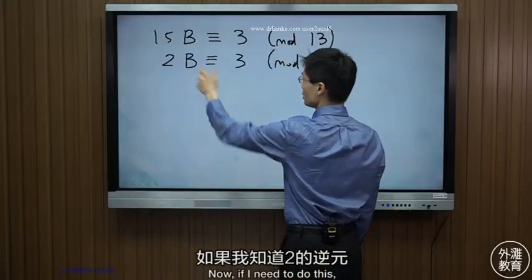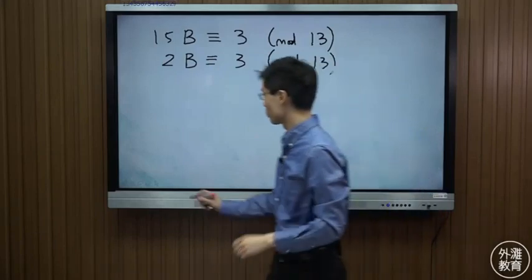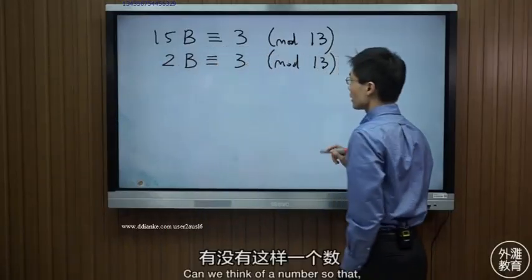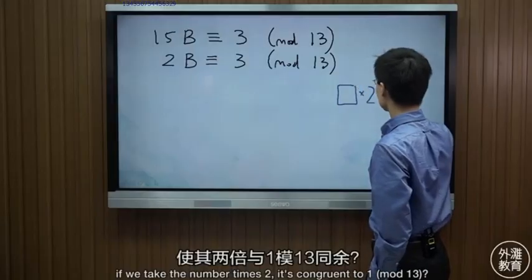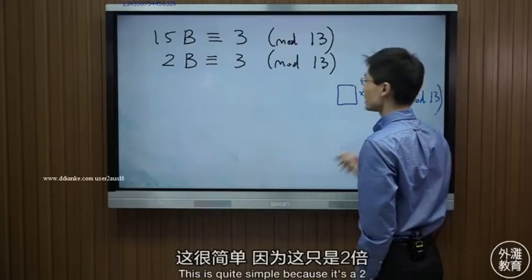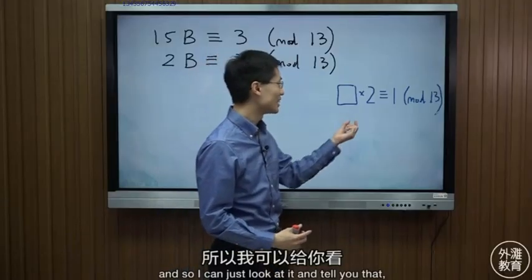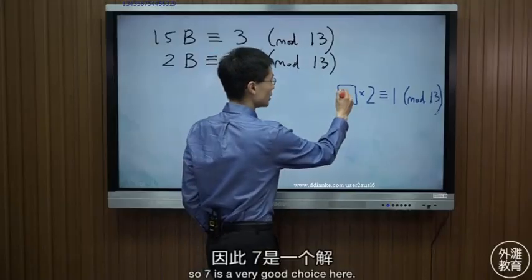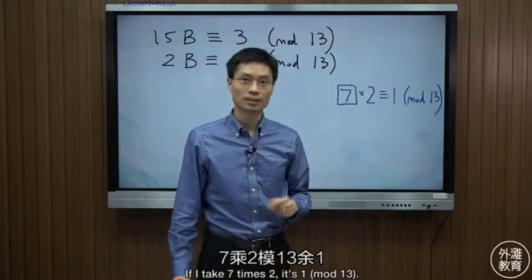Now, it would be very convenient if I knew what 2 inverse was. So this is the general method of using the 2 inverse. Can we think of a number so that if I take the number times 2, it's congruent to 1 mod 13? This is quite simple because it's a 2, so I can just look at it. If I want 1 mod 13, 14 will do. So 7 is a very good choice here. If I take 7 times 2, it's 1 mod 13.